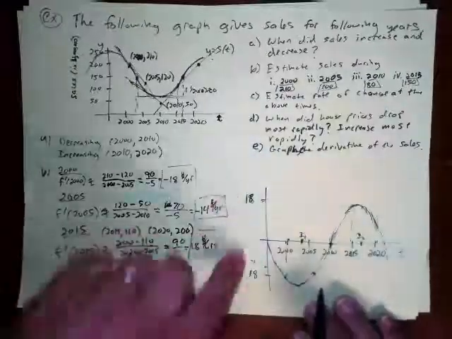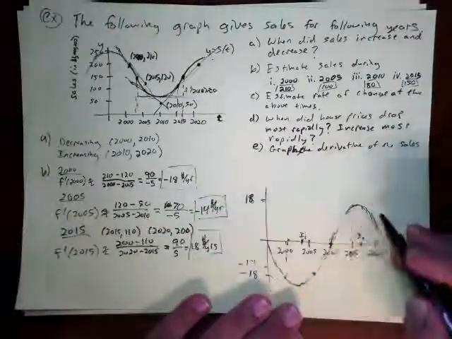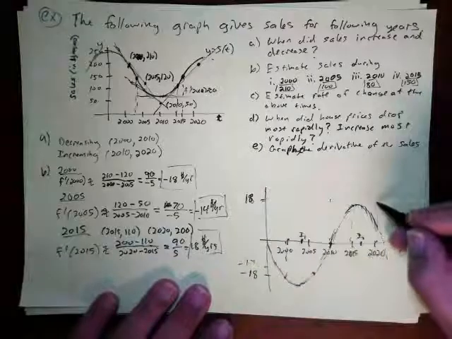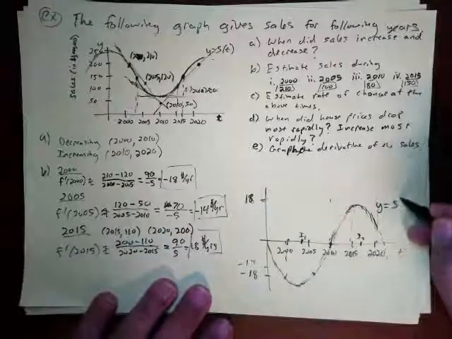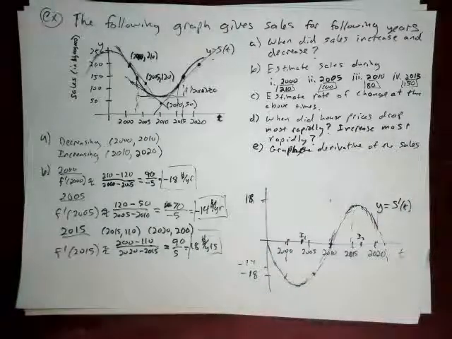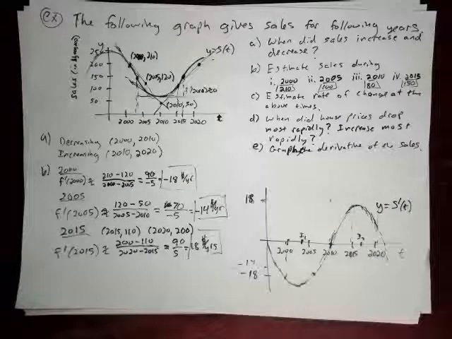But oftentimes we're not paying as much attention to that. We're just wanting to see the behavior of the rate of change. So this here is y equals s prime of t, sales with respect to time. So there you go. That's the graph of the derivative and some of the problems that you could do.